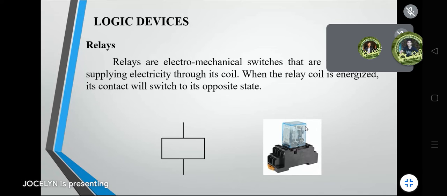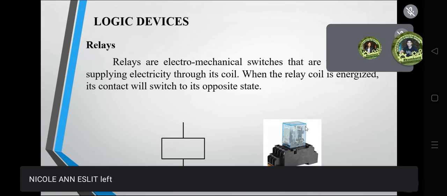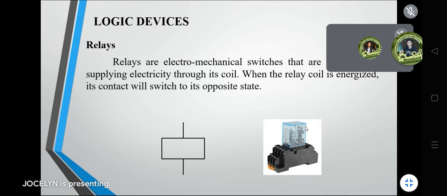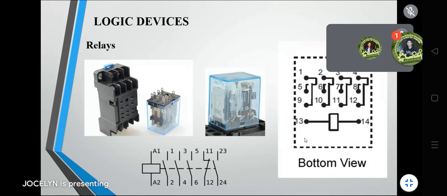So logic devices. We have the relay. A relay is an electromechanical switch that is triggered by supplying electricity through its coil, and when the relay coil is energized, its contact will switch to the opposite state. The purpose of electricity is to energize the coil and then switch it to the opposite state. So if it is already on, with the use of a relay we can turn it off with the electromagnetic switch, which triggers the relay to whatever opposite position it is, by supplying electricity. So these are the relays.